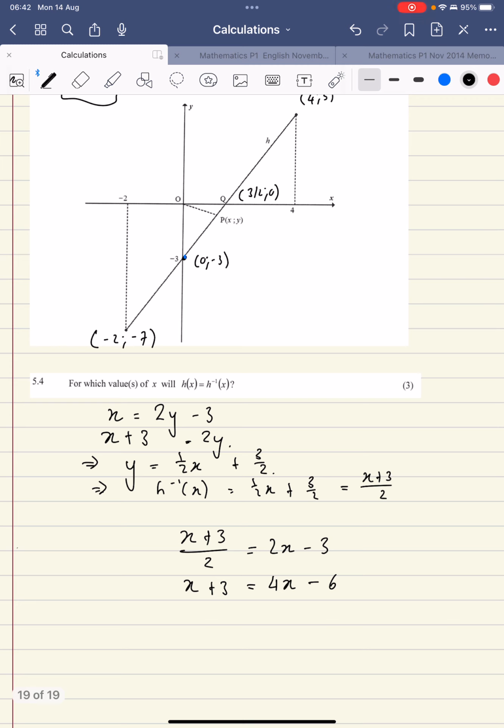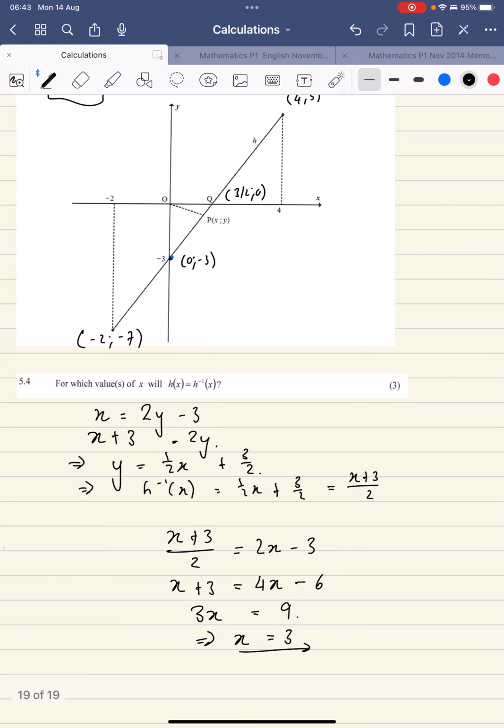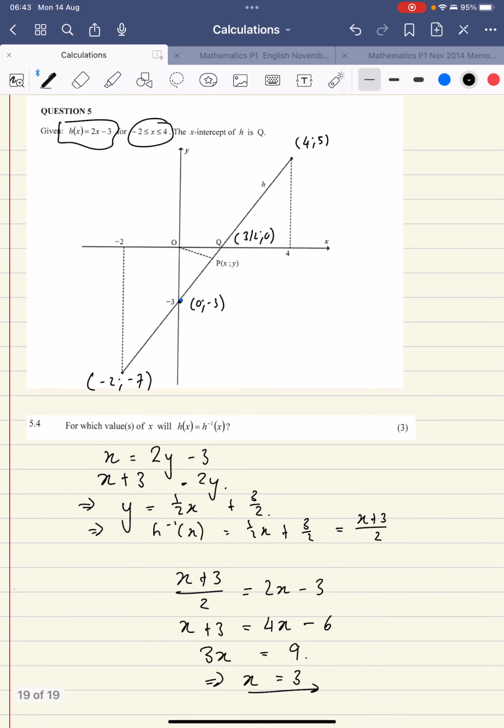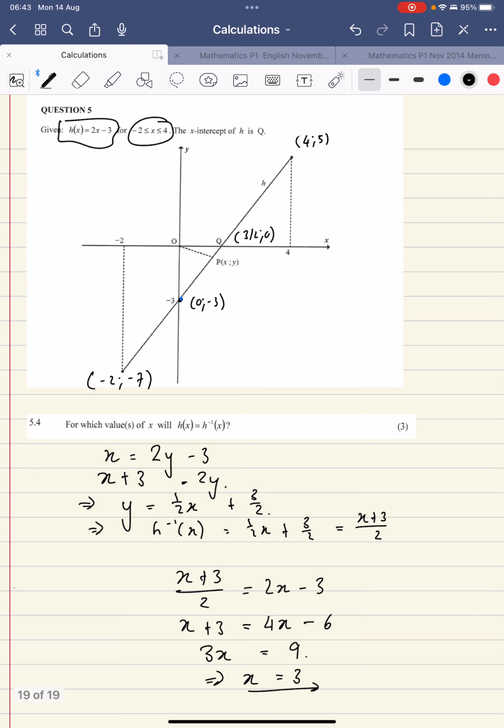Okay, and now we have to solve for x, just like every equation. Then we're going to get 3x is equal to 3 plus 6, which is 9, which means that x is equal to 3. Okay, an important thing to do is see, is 3 within this restricted x? And yes, it is. So we are happy that x is equal to 3 is a valid answer.